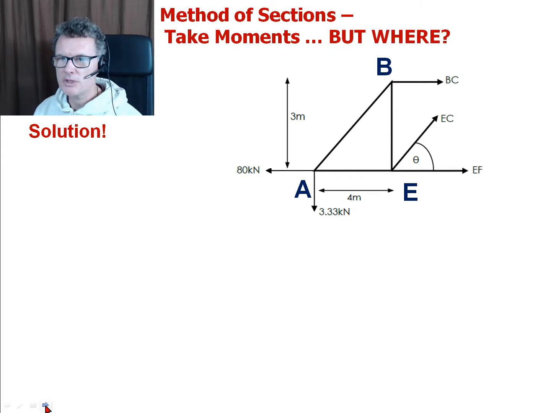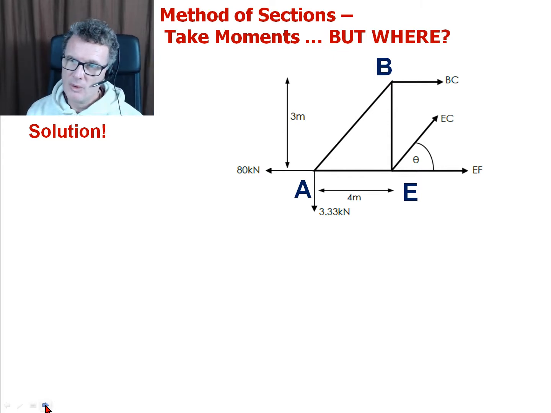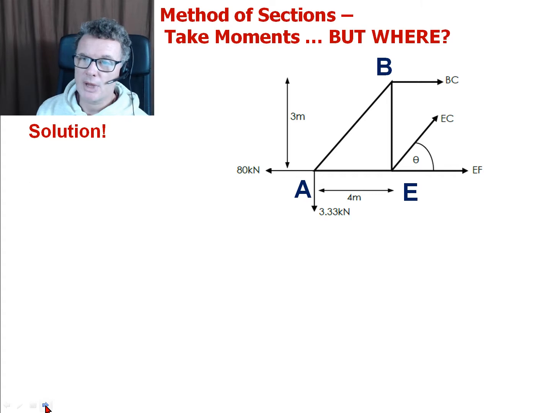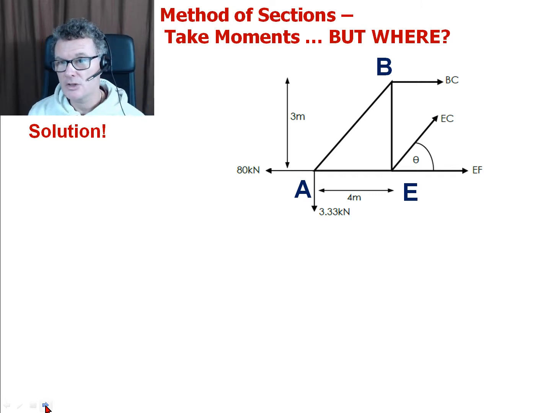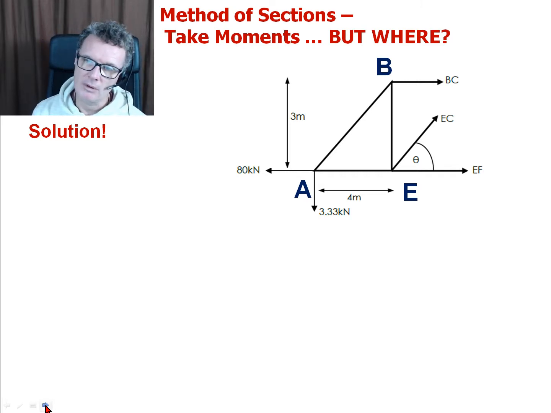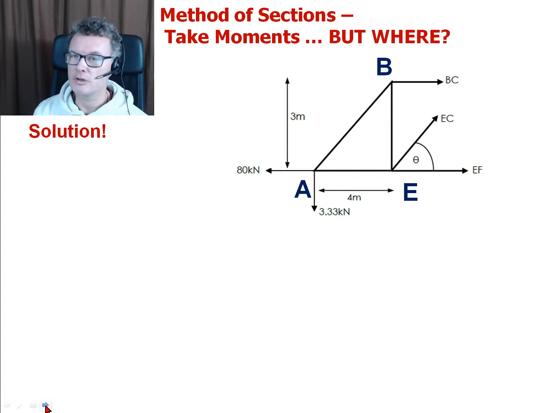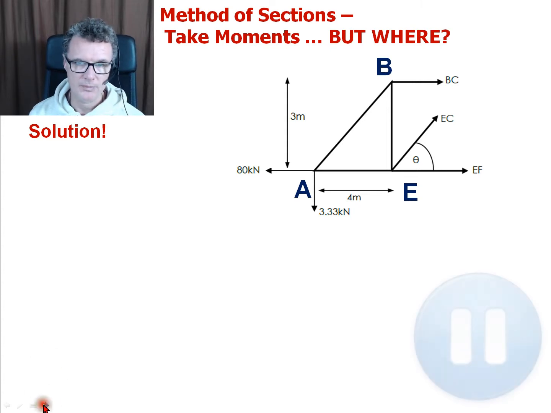Next, we want to take moments. But the question is where. Well, we found the EC force, so the next thing we want to find is either BC or EF. It makes little sense taking moments at B and introducing two unknowns, EC and EF. It makes even less sense taking moments at A and introducing 3 unknowns, although previously I found one. However, if I take moments at E, that sounds kind of sensible because then I'm going to get rid of those 2 unknowns, because moment is force times distance, so those 2 unknowns will go. So pause the video and see if you can work out the solution.